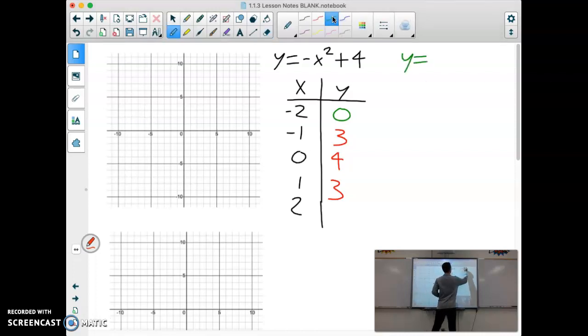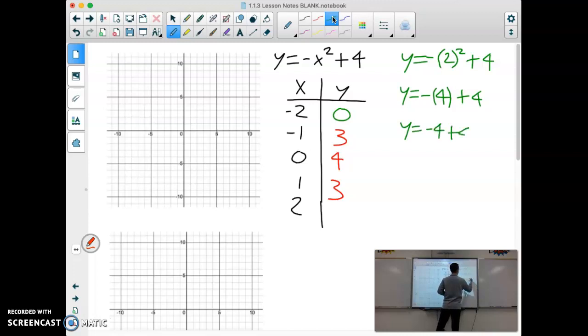So y is equal to minus 2 squared plus 4. 2 squared is 4. So negative times a positive 4. So y is equal to -4 plus 4. So our y again is going to be 0.